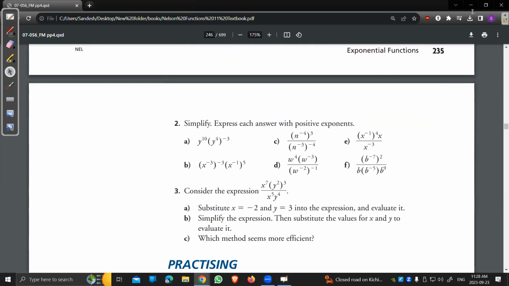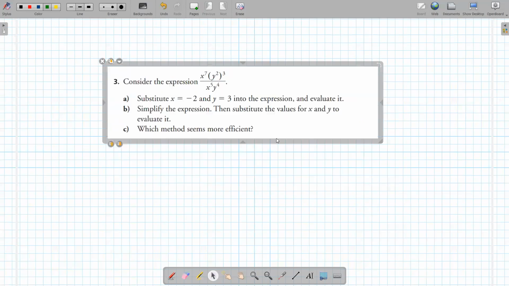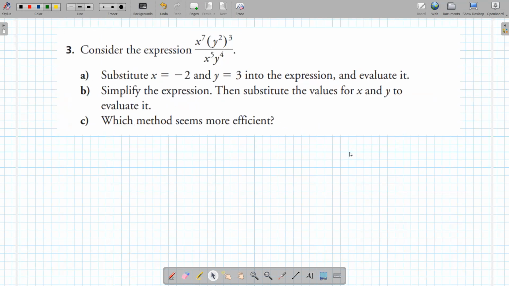Let's look for interesting questions here. Okay, this one. It says in party, so they've given us an expression. We have x and y. The first question is asking us to plug these numbers in and then evaluate it. Okay, let's do that. Let's plug those numbers in.